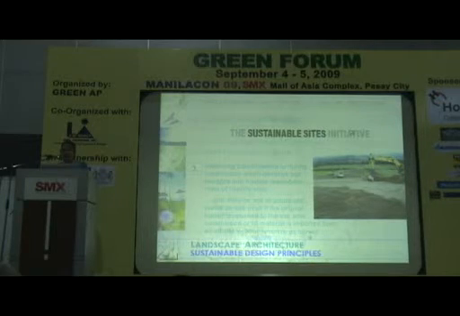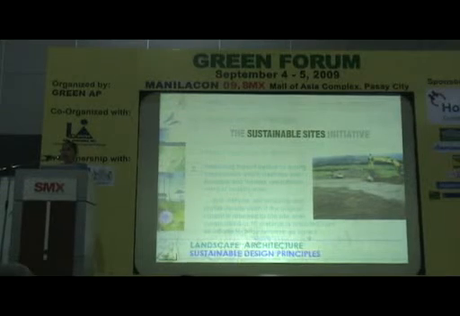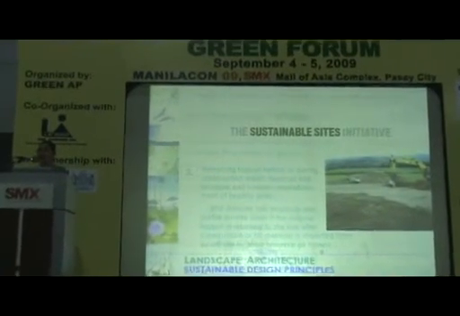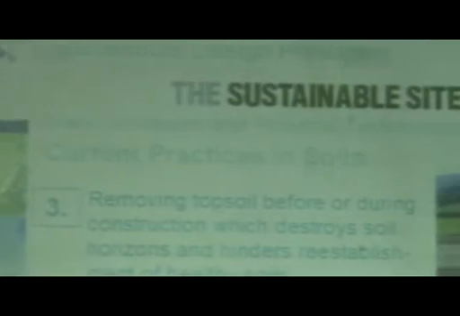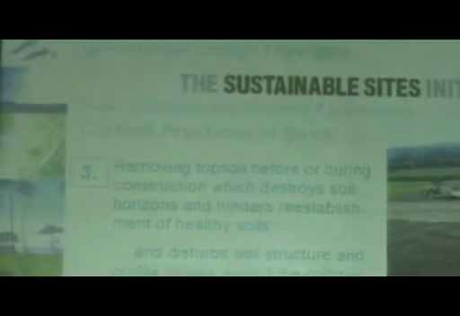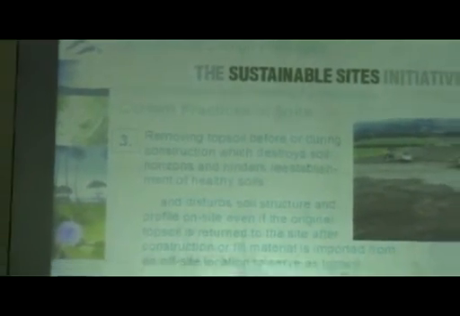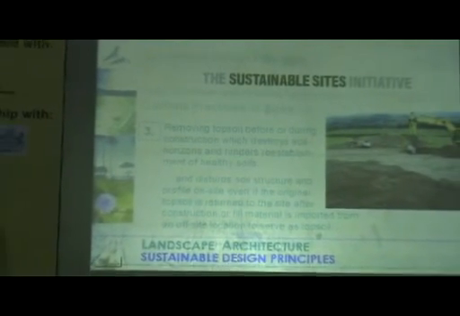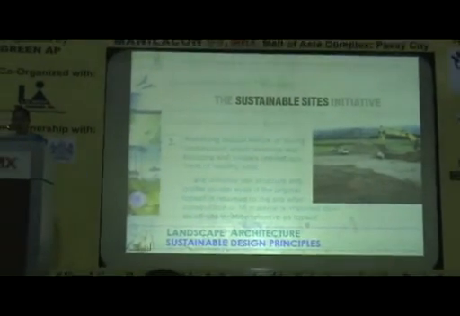Okay. Number 3 is when you remove topsoil. A long time ago, I also advocated this. Whenever construction happens, remove the topsoil, about a 6-inch layer, stockpile it in one area, and then return it to the site for landscaping. We will not return it anymore for the building, but we can return it to the landscape parts. But it says here that it is bad because it also destroys the soil structure and hinders the re-establishment of healthy soils.